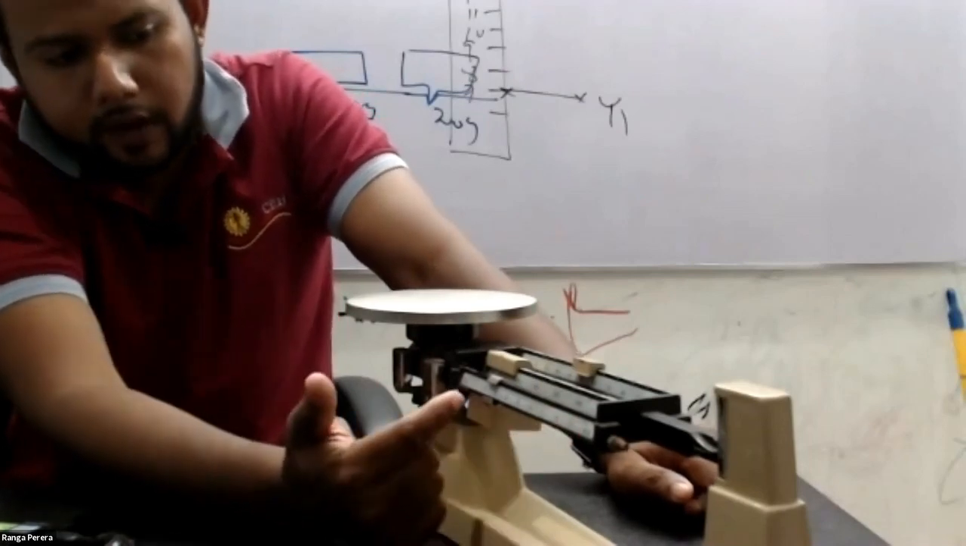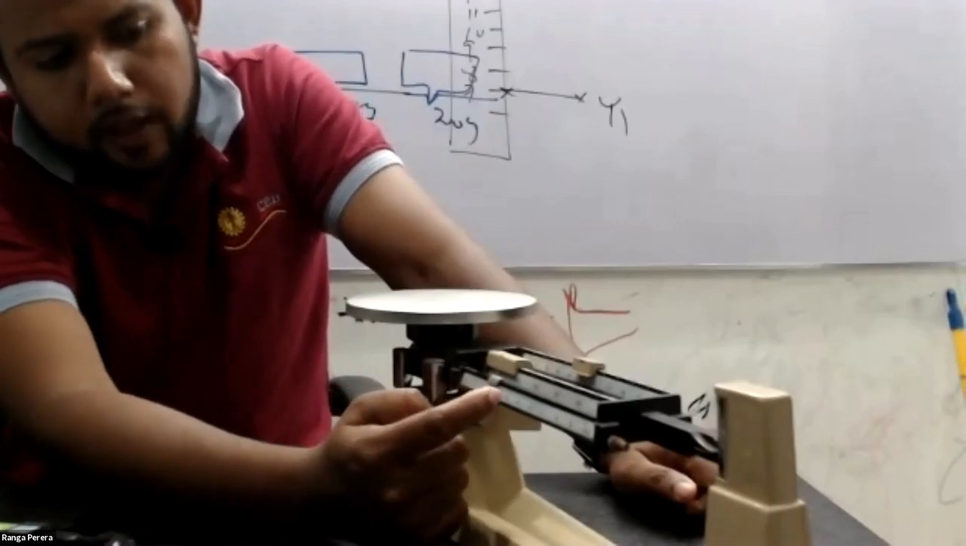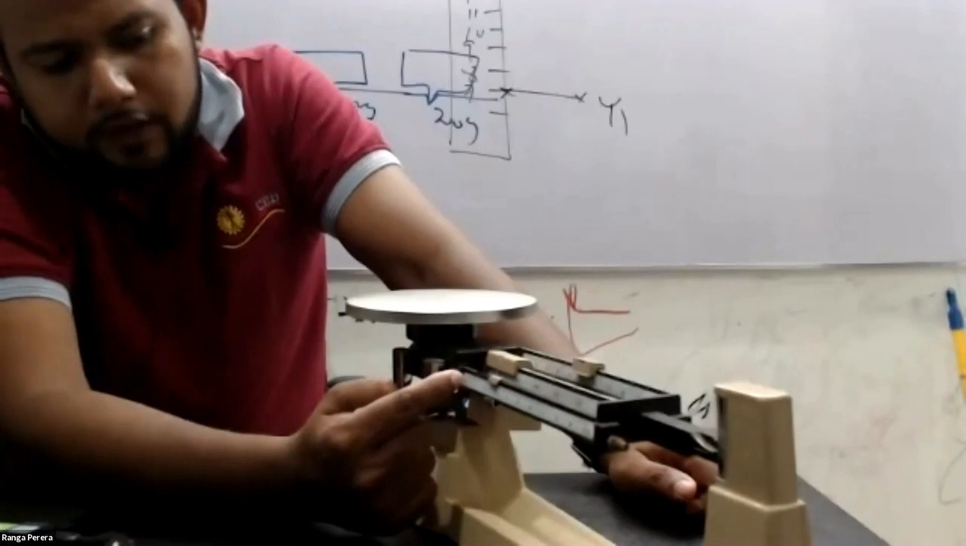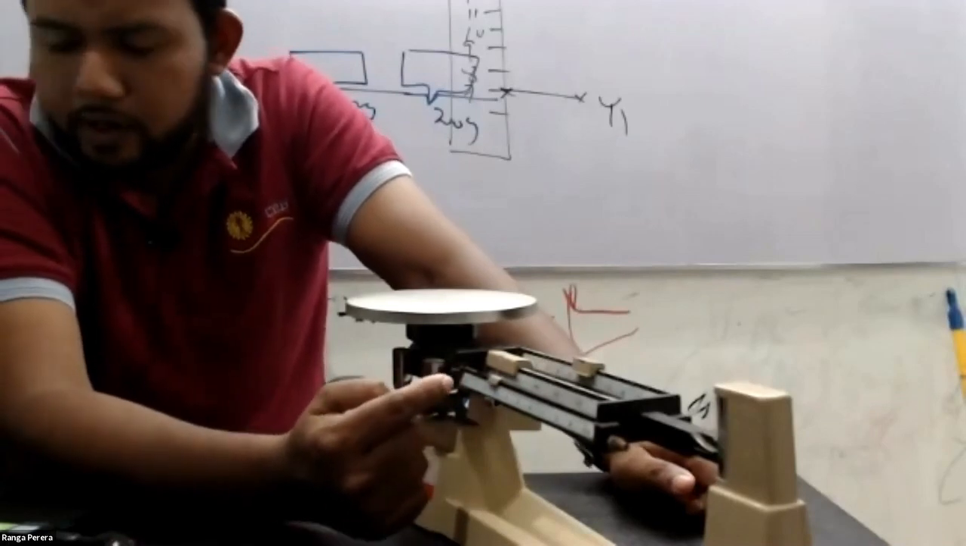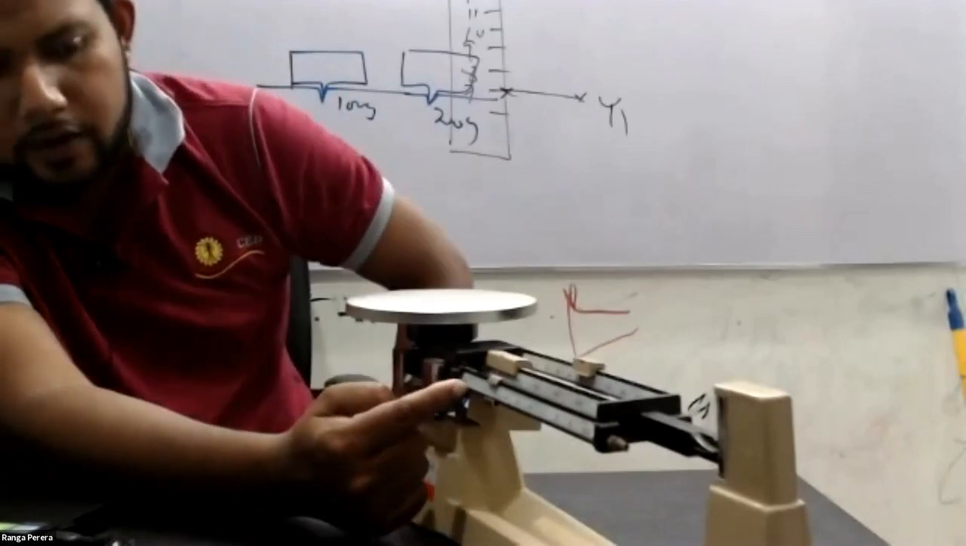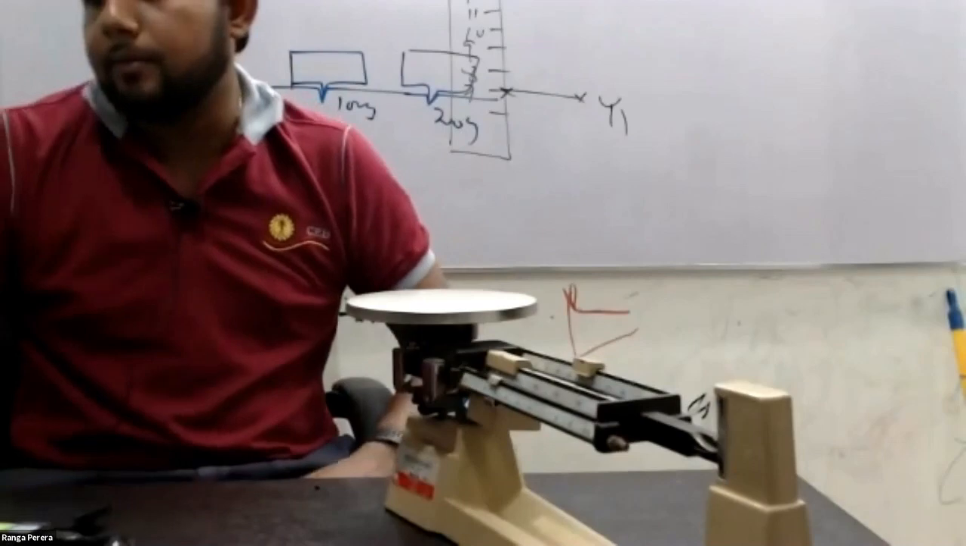In between, up to 10 gram, it is indicated as 1 gram, 2 gram, 3, 4, 5, 6, 7, 8, 9, 10. In between 0 and 1, it is again divided into 10. In between 1, it is again divided into 10: 0.1 gram, 0.2 gram, 0.3 gram, like that.